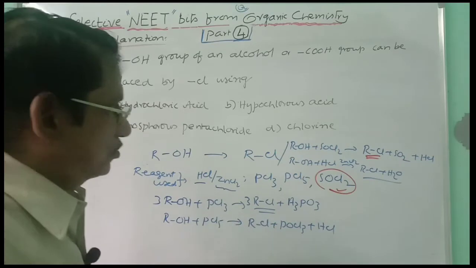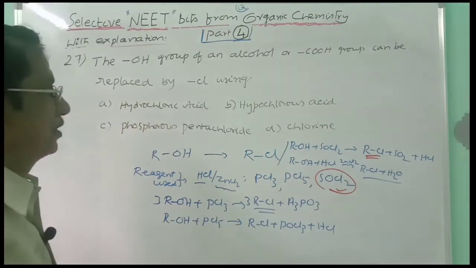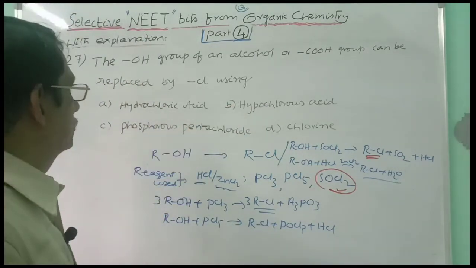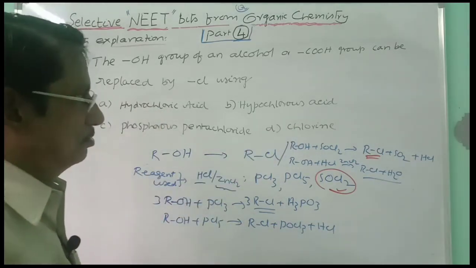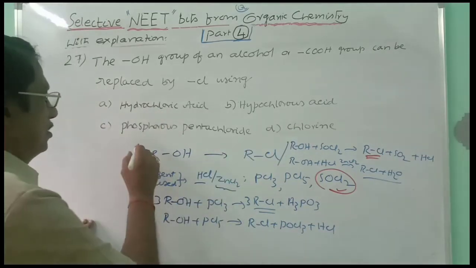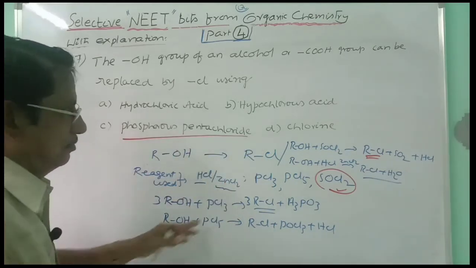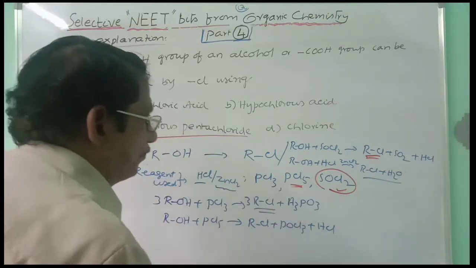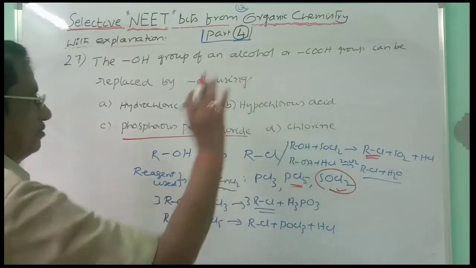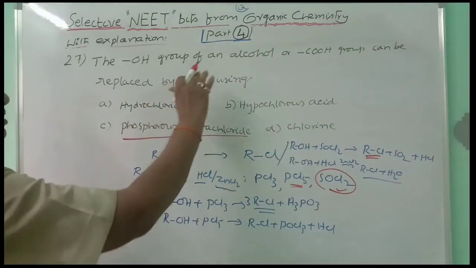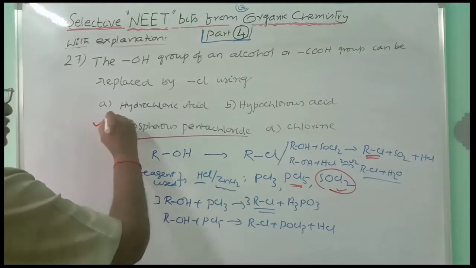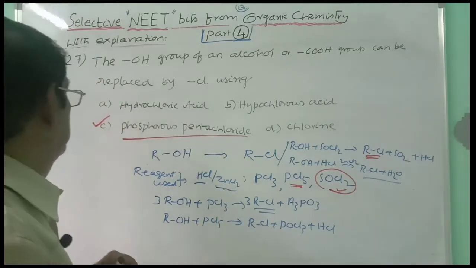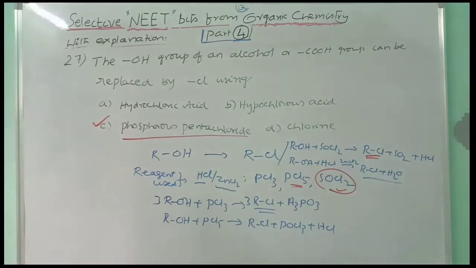That is another bit. But here in this case, hypochlorous acid is not used. Hydrochloric acid alone cannot be used. Chlorine cannot be used. The only reagent that is used here is phosphorus pentachloride. The remaining are not given there. So this is the only bit suitable for this question. So here bit C is the correct choice for this 27th bit. Okay. The next one.